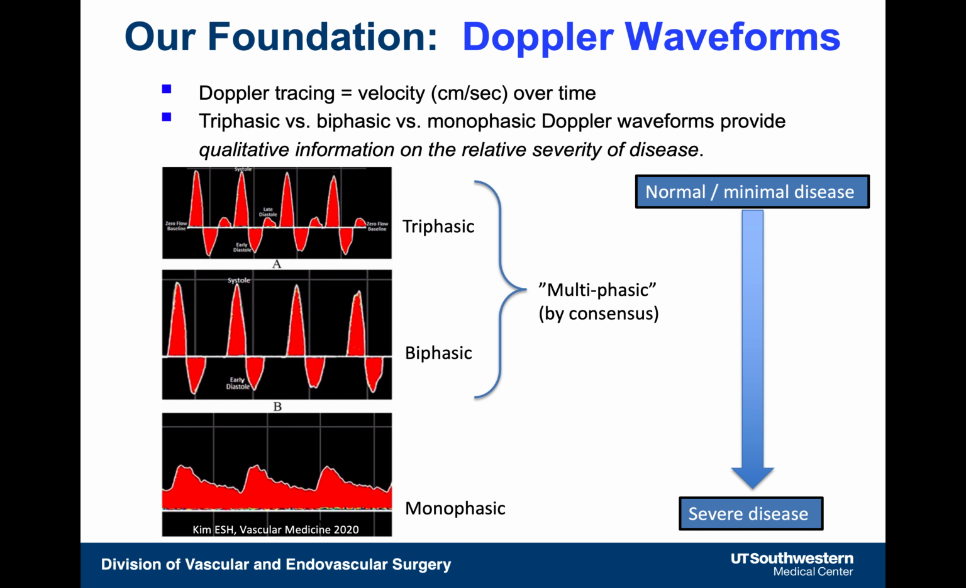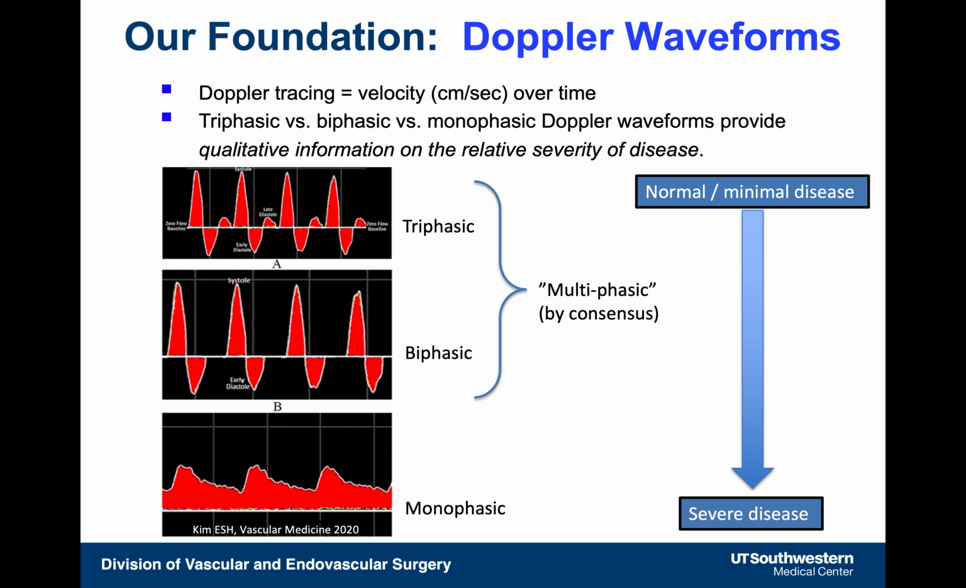Now, the problem in distinguishing between triphasic and biphasic waveforms is that not everyone will assign the term triphasic or biphasic to the same waveforms, which creates confusion. So a recent consensus statement decided it was probably simpler just to label these as multiphasic waveforms as opposed to monophasic. The distinction meaning that triphasic and biphasic waveforms have multiple phases and represent relatively normal or minimally diseased arteries, whereas monophasic waveforms are quite different.